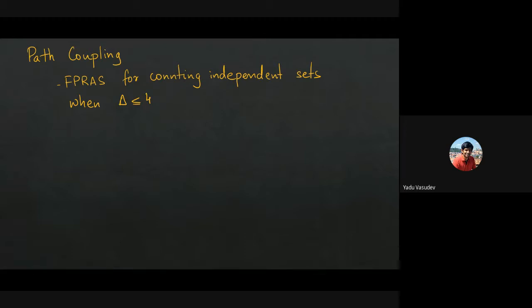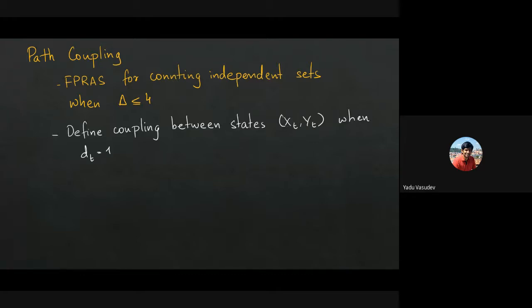Okay. So this is again another coupling argument, slightly more complicated, right? And it's a sort of a generic technique also. It can be applied in very many different settings, but here we are looking at a very specific setting. Okay? So what is the idea of path coupling? You start by defining a coupling between two states such that their difference is 1, the set difference. Here dt, what I'll refer to is the symmetric difference. Right? So that is xt minus yt plus yt minus xt.